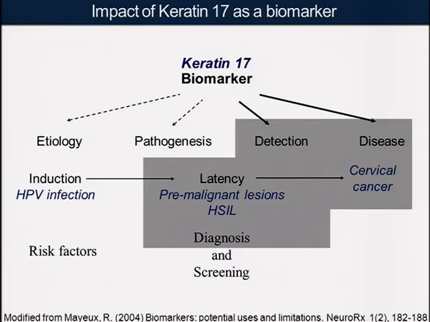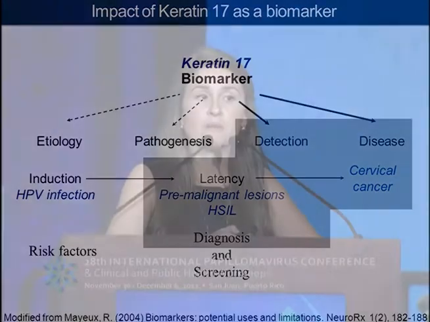So far, from what I have showed you, a biomarker can have a different impact. It can tell you about the etiology of the disease, suggesting a risk factor. It can tell you about the detection, that can go back to the diagnosis and the screening. And it can also detect the disease. So far from our preliminary data, what keratin 17 was telling us is that it could help us in the diagnosis specifically of the high-grade premalignant lesion, and in addition of cervical cancer.